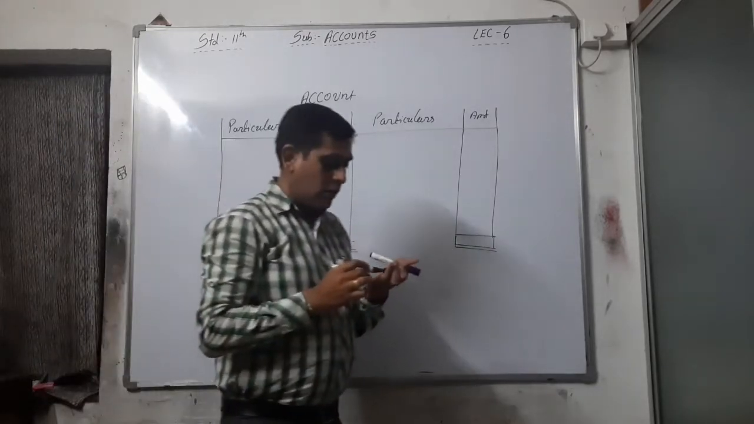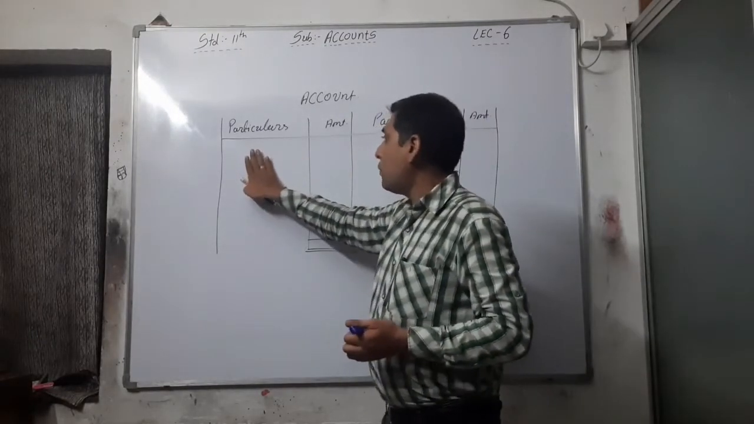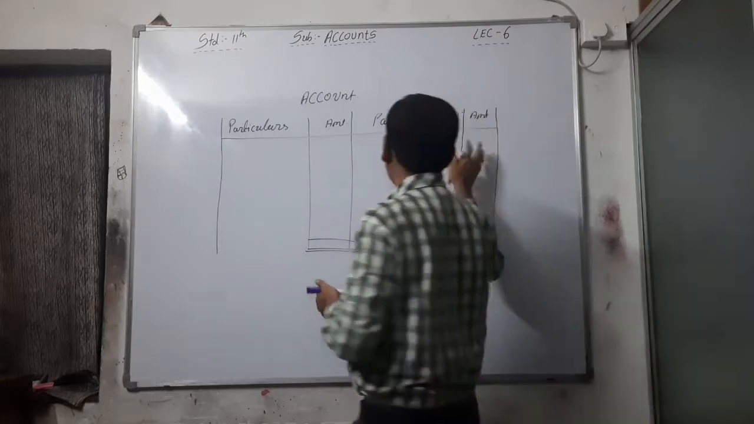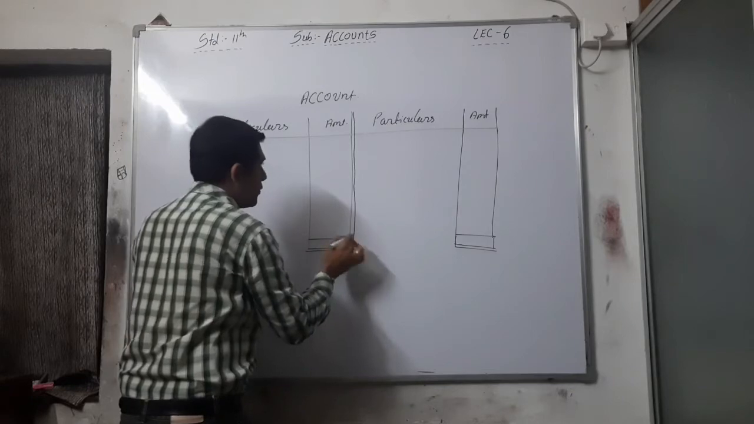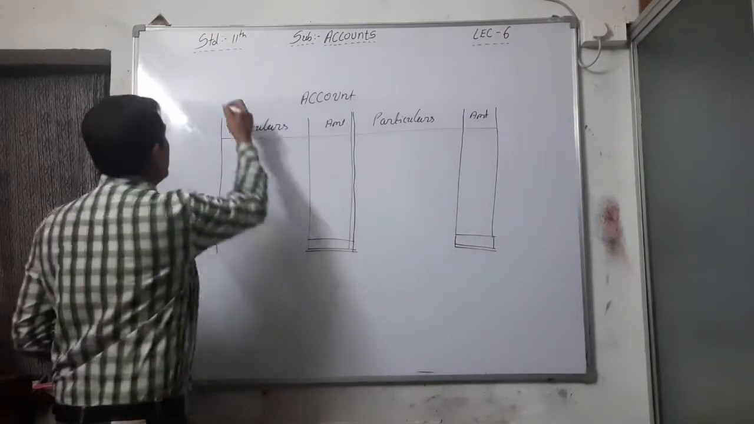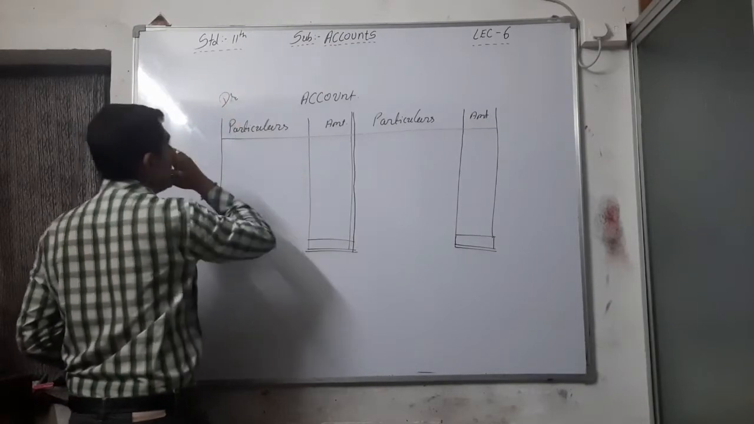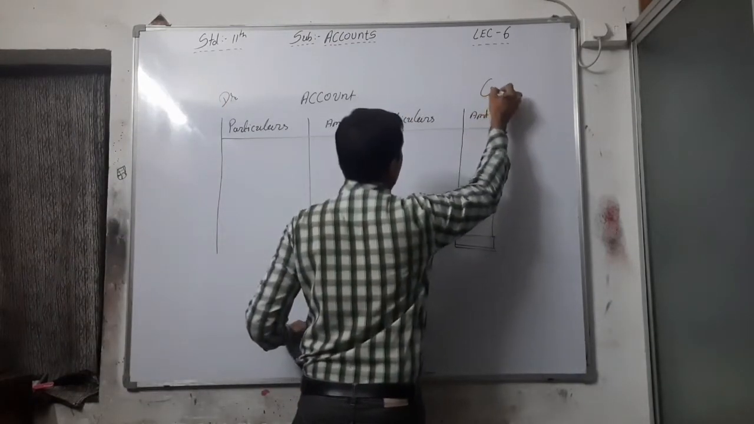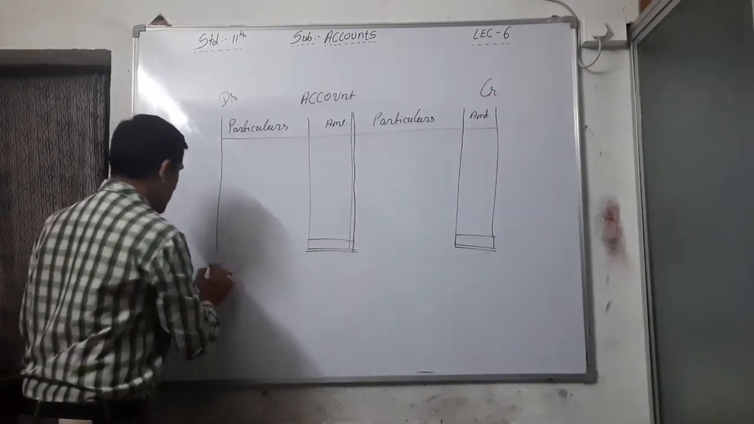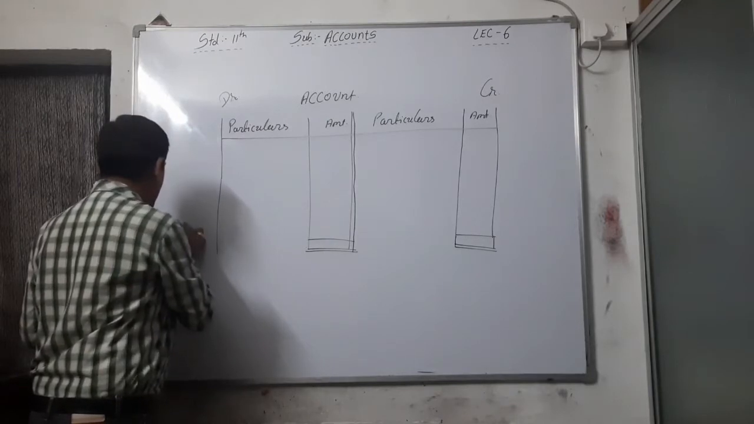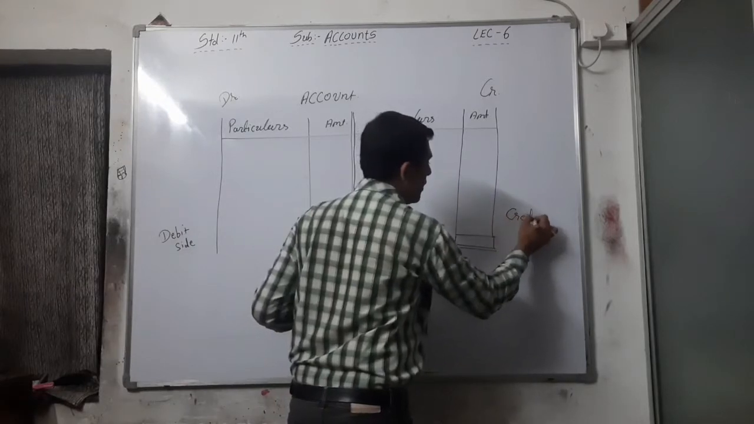See, this is a pro forma of an account. See here, there are two sides. First, particulars and amount, then on the second side, particulars and amount. So these are the two sides of an account. This one is called the debit side, and you can write it in short form as DR, and this one is the credit side, and you can write it in short form as CR. Here is the debit side, here is the credit side.